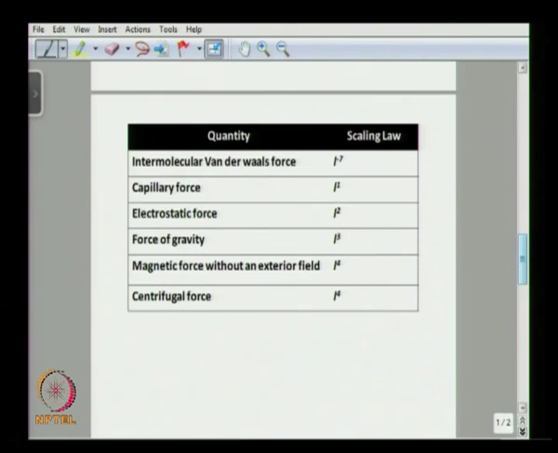So here we have different forces: the intermolecular van der Waals force will scale as L to the power minus 7, the capillary force scales as L, the electrostatic force scales as L square, and the force of gravity scales as L to the power 3, the magnetic force without an exterior field scales as L to the power 4, and the centrifugal force also scales as L to the power 4.